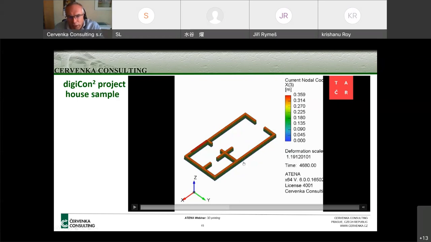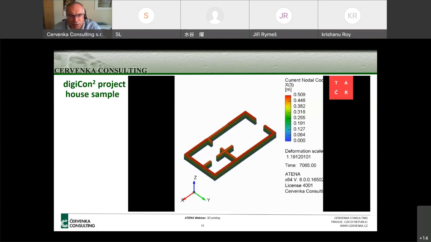I want to make a small note here. It may be surprising to you to see this kind of structure with sharp corners. Of course, when we make 3D printing of concrete, typically we have rounded structures. That's what my colleague Jiří will also show you in an example later on in this webinar. But the goal of this project was to develop a printing head that can print sharp corners. That's why we have this example with sharp corners.